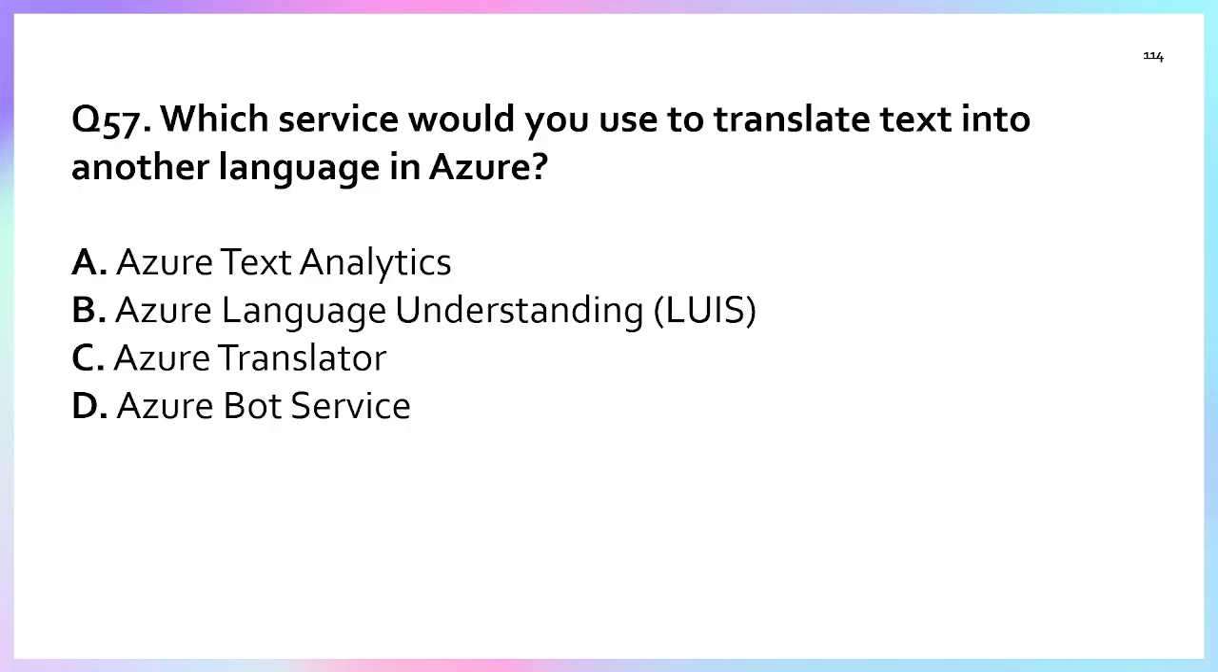Question number 57. Which service would you use to translate text into another language? Azure Text Analytics is used for analysis of the text. Azure Language Understanding, LUIS, is for understanding what the user is saying. Azure Translator, we have to translate one language to another language, text to another language. So Translator is the best option. Azure Bot Service is used like a chat service. So the correct answer is option C, Translator.